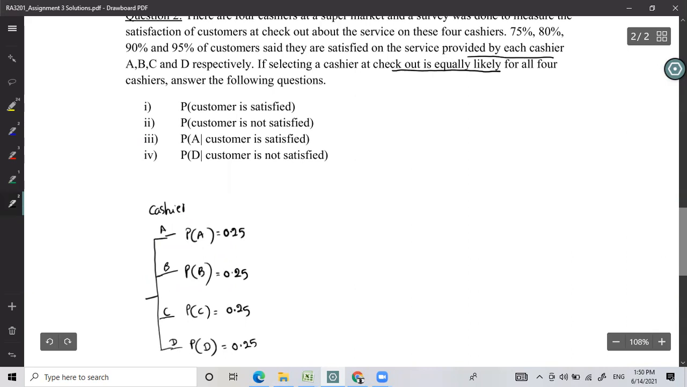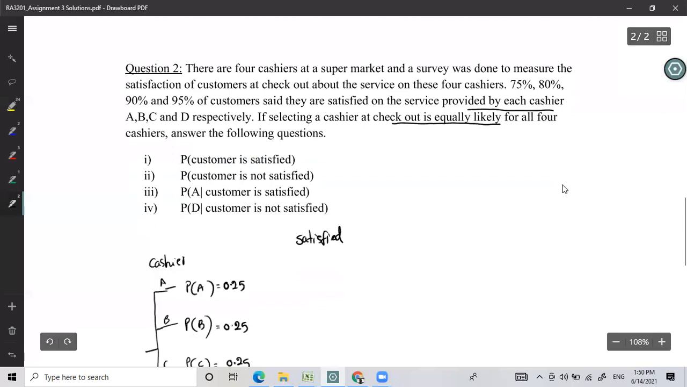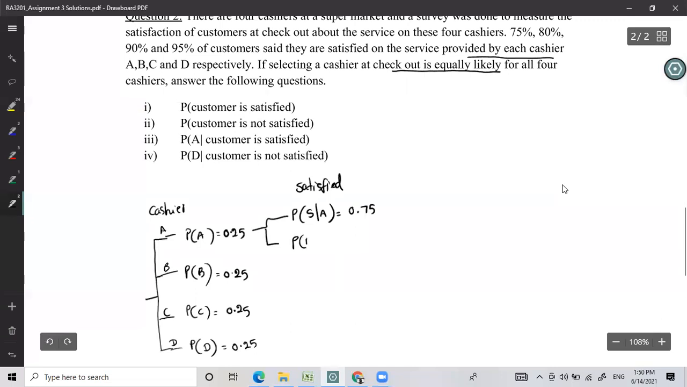Okay. The next step is whether the customer is satisfied or not. Okay, so the satisfied probabilities are given. It says customers said they are satisfied on the services provided by each cashier, right? So A, B, C, and D respectively. So if A was chosen, let's say S for satisfaction given A, what is that? 75%. So not satisfied given A will be what? 1 minus that, 0.25. We go to the next cashier.